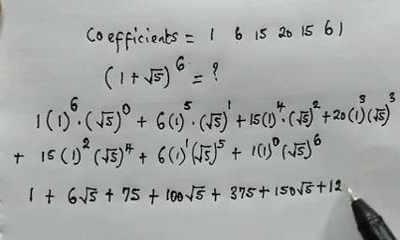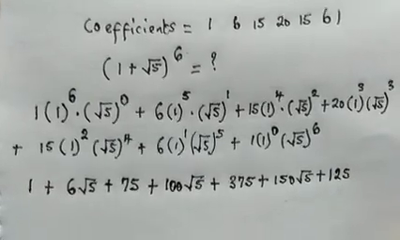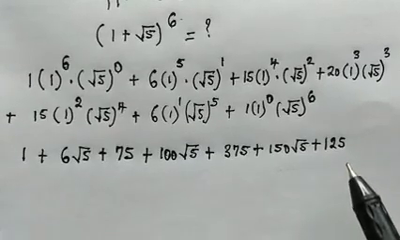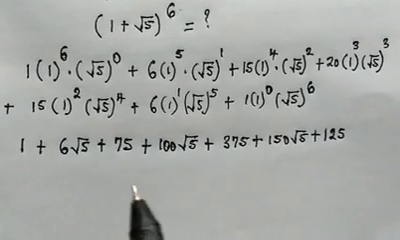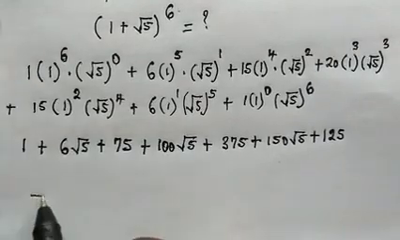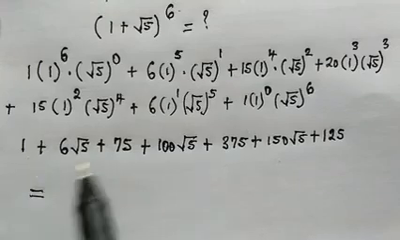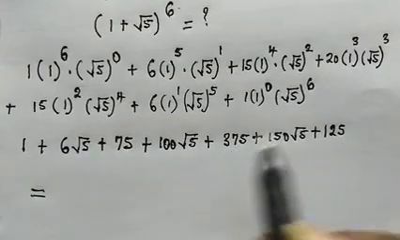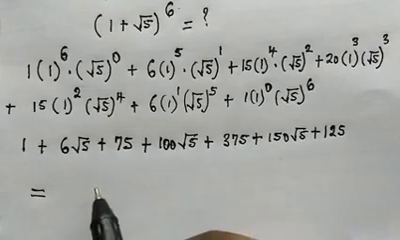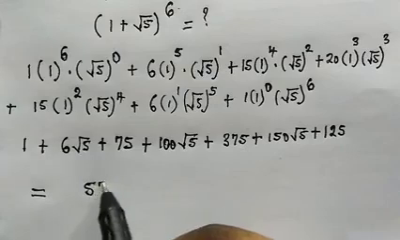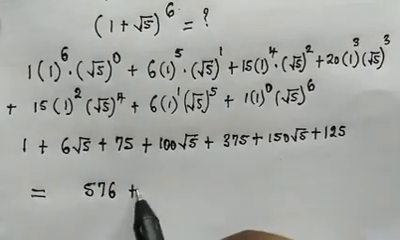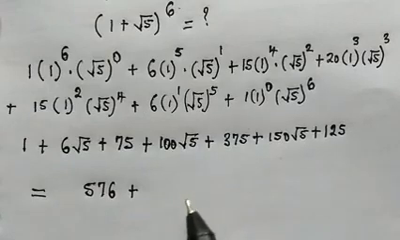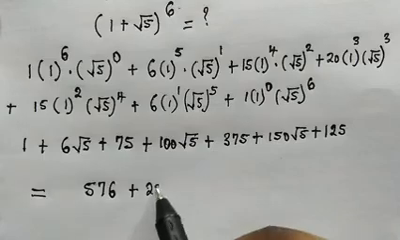Oh, thank God I didn't make this mistake. I had already made a mistake, but I need to do some correction, right? So here we have to add. So this will be equal to 1 plus 75 is 76, plus 375, plus 125. That will give us 576, plus 6 root 5 plus 100 root 5 plus 150 root 5 will give us 256 root 5.